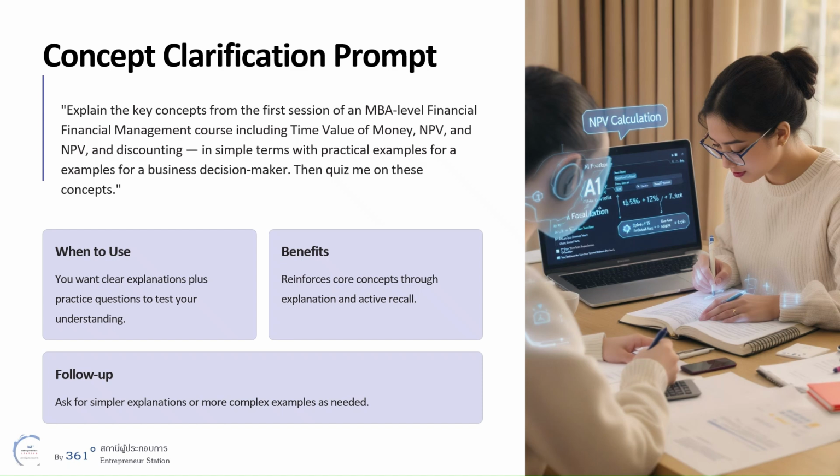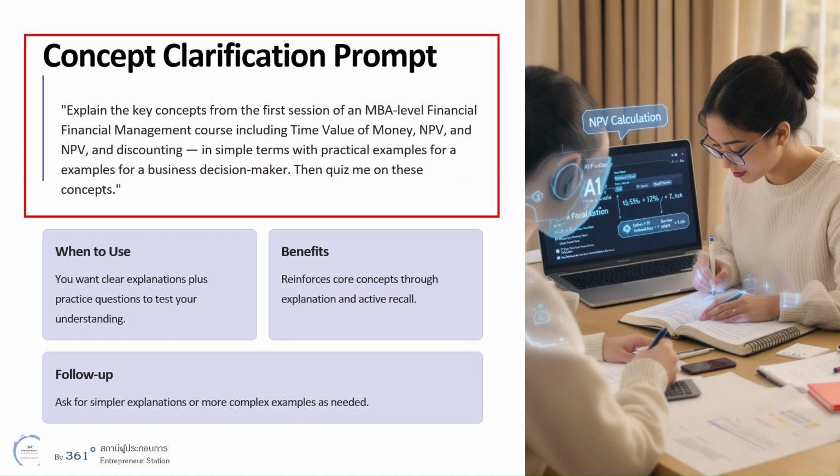Here's a great prompt to re-emphasize, the starting prompt for clarifying key concepts. Explain the key concepts from the first session of an MBA-level financial management course, including time value of money, NPV, and discounting, in simple terms with practical examples for a business decision maker. Then quiz me on these concepts. Try to use this when you want both explanations and a quick quiz to test your understanding.